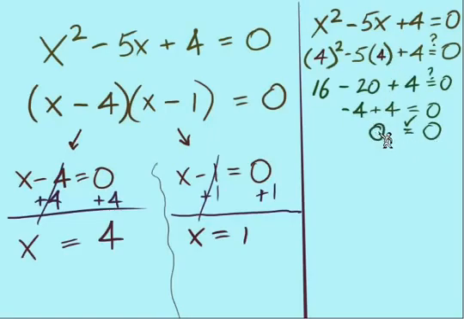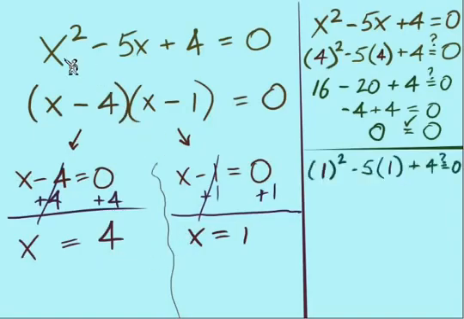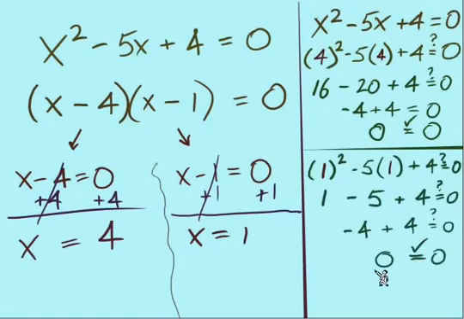So 0 on the left side to match up with 0 on the right side is indicating that x equals 4 is definitely a solution. Let's check x equals 1. Back to our original equation, in place of each x we have a 1. Order of operations, 1 squared is 1. Negative 5 times 1, negative 5. And from left to right, 1 minus 5 plus 4, that's negative 4 plus 4, does equal 0. So two solutions, and they both check.